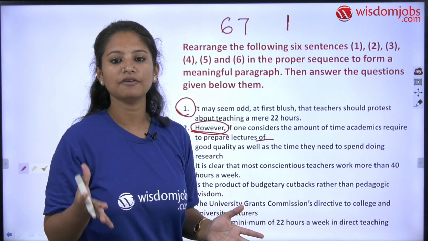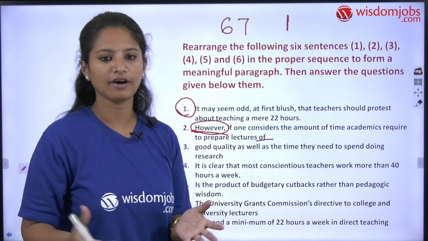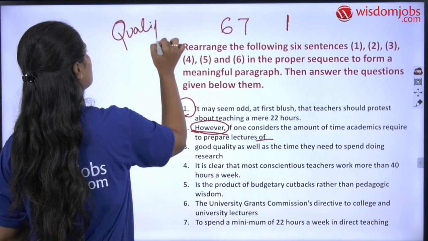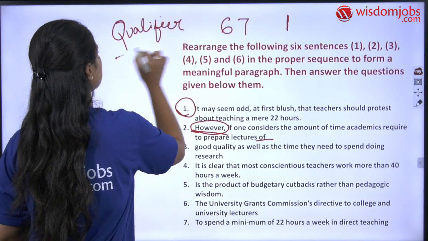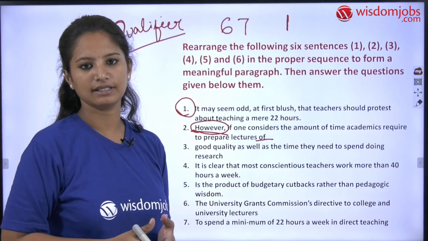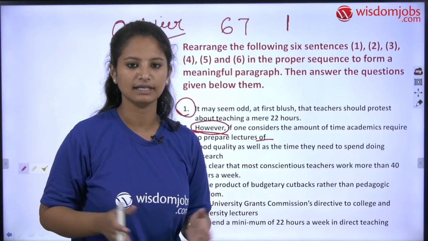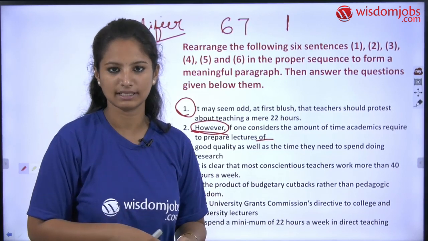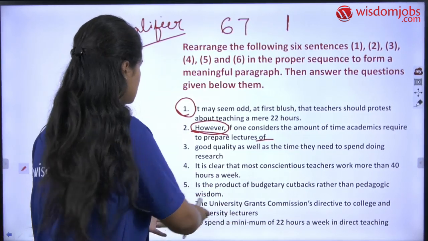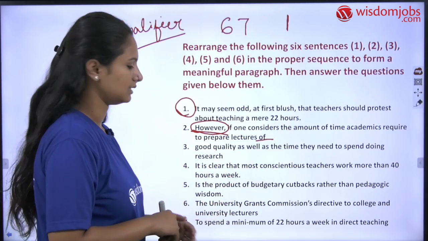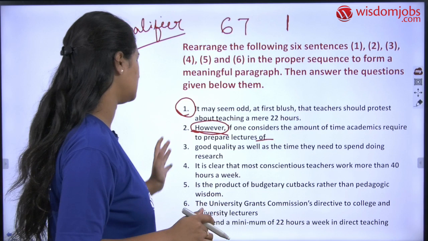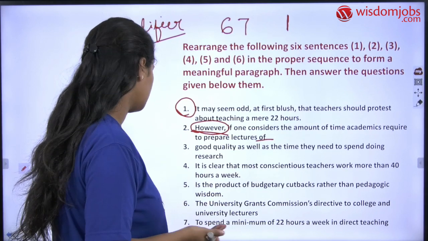Basically these kinds of sentences are called qualifier sentences. What are qualifier sentences? A qualifier sentence is a sentence which tells about the other sentence that is going to follow next. So basically the 6th sentence is a qualifier sentence. So we have found out that 6 and 7 are done, 1 is done. Now let us go with the other 2, 3, 4, 5.